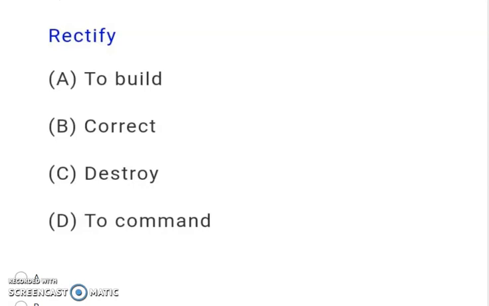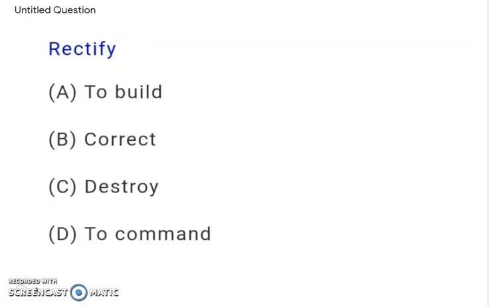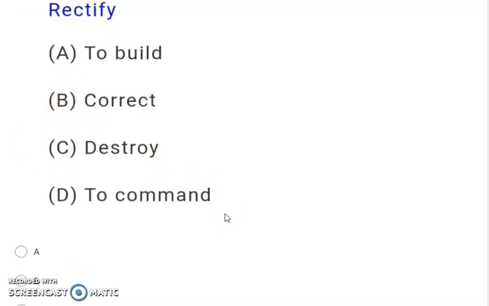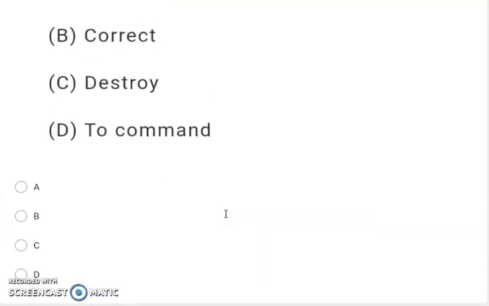Yes, so let's begin. The first one here is rectify. So rectify means to build? No, it definitely does not mean to build. Rectify means to correct something, to correct someone. Rectify the design, rectify the situation. Rectify means correct over here. It definitely doesn't mean destroy or command either. It means correct.